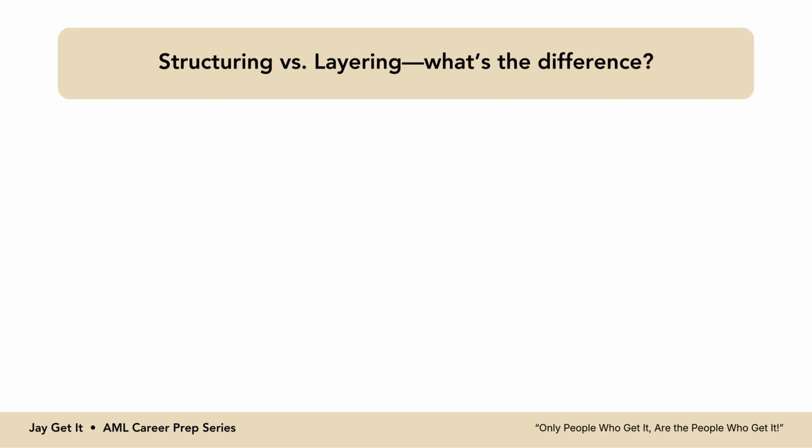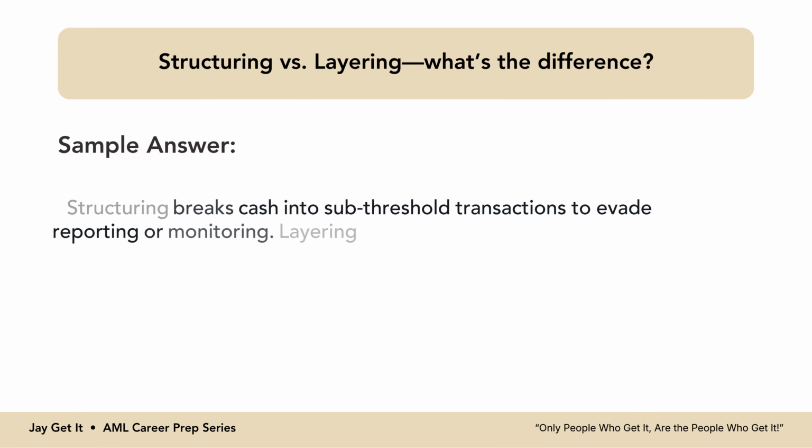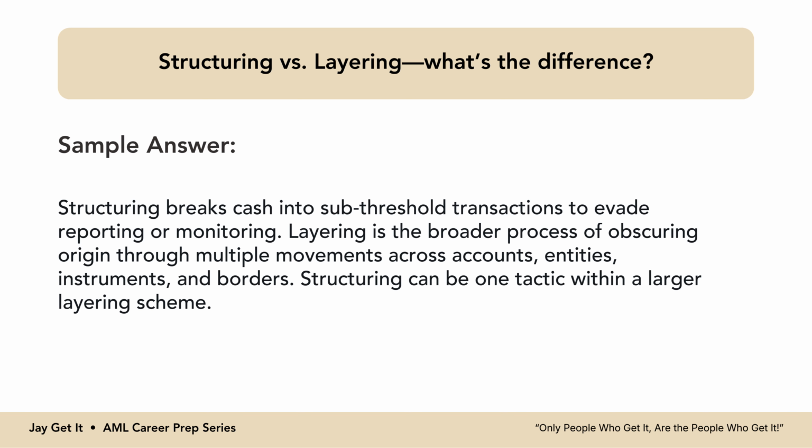Question number 8. Structuring versus layering. What's the difference? Sample answer. Structuring breaks cash into sub-threshold transactions to evade reporting or monitoring. Layering is the broader process of obfuscating origin through multiple movements, entities, and jurisdictions. Structuring is often part of layering, but the interview expects you to define both cleanly and tie to controls.